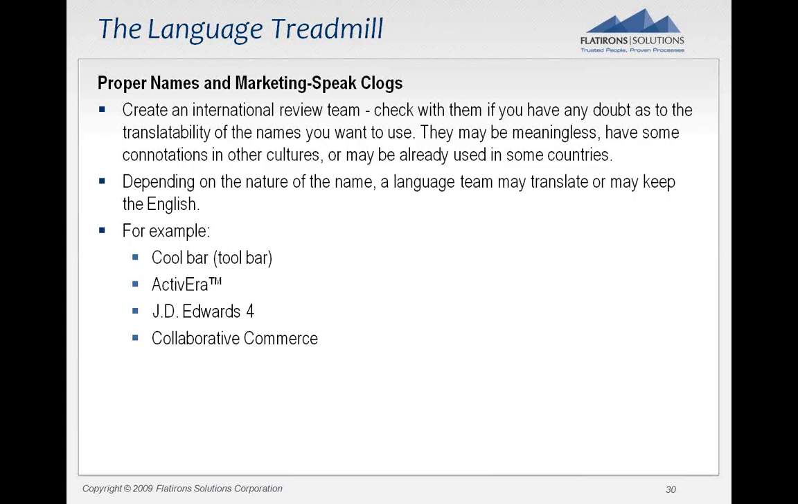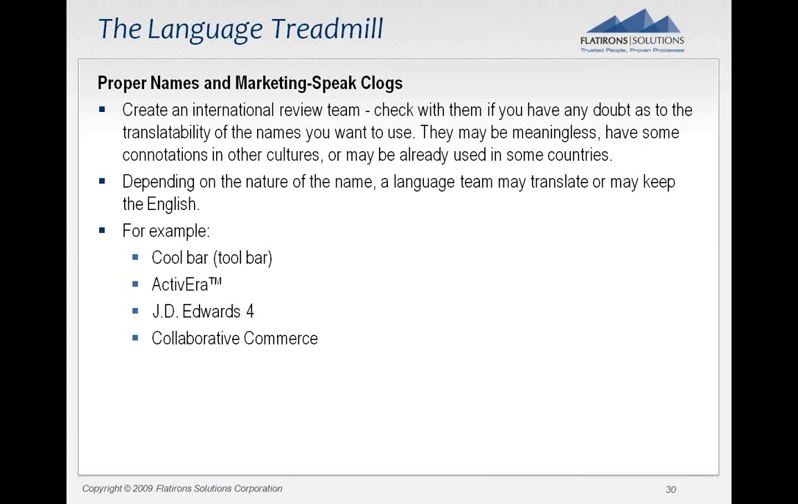Toolbar would mean something. Cool bar could never go. We made up a term called active era. It sounded really cool. It had some connotation that we were really looking for in English, but in Mexico it was a woman's tampon, a name for a tampon.